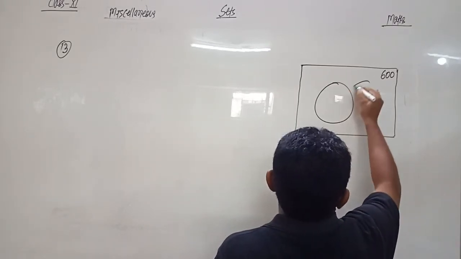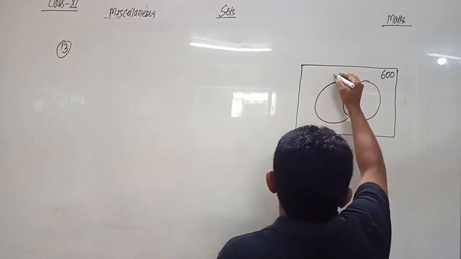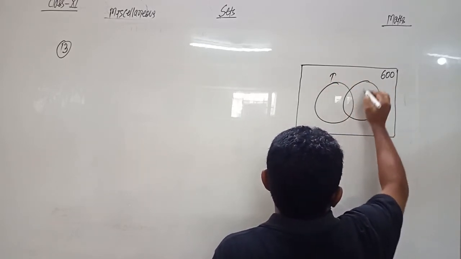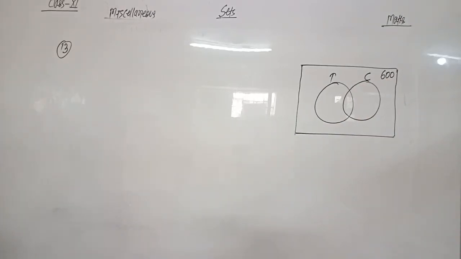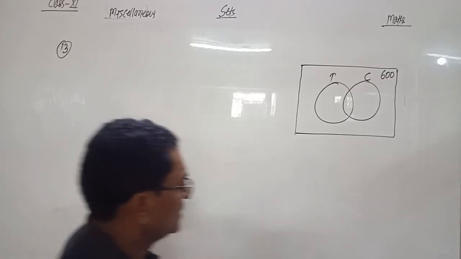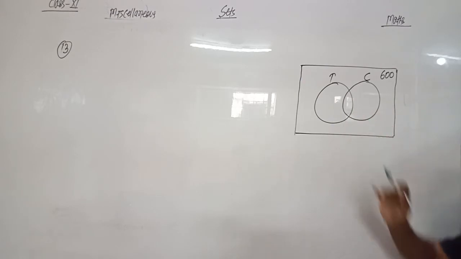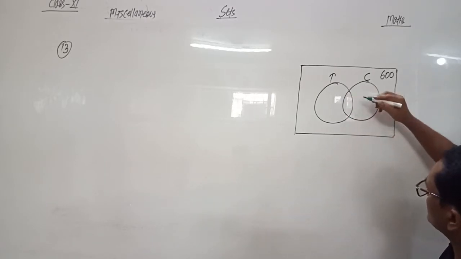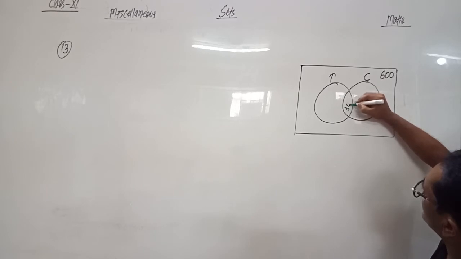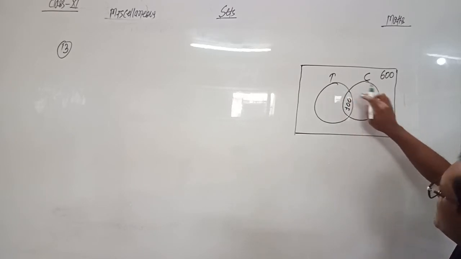Suppose this represents tea and this represents coffee. So 150 students were found to be drinking tea, 225 students drinking coffee and 100 students were drinking both tea and coffee. This is the common part. So 100 students are taking both tea and coffee.